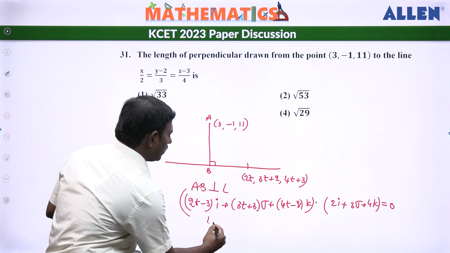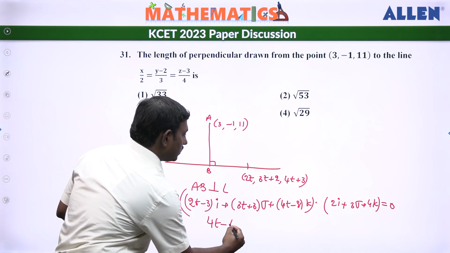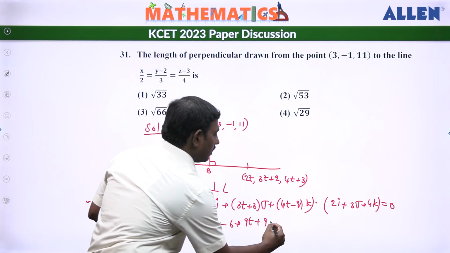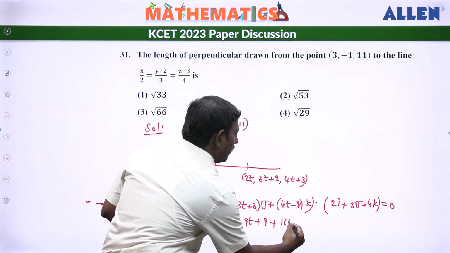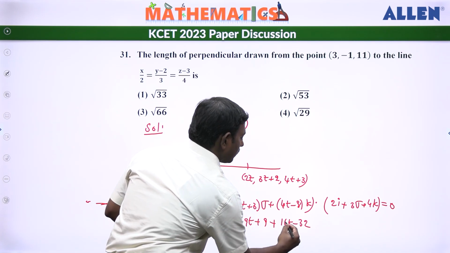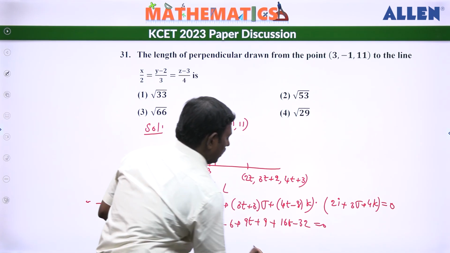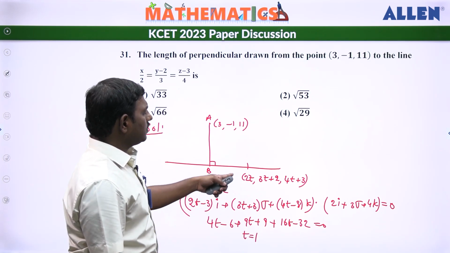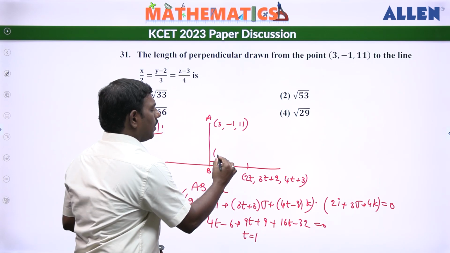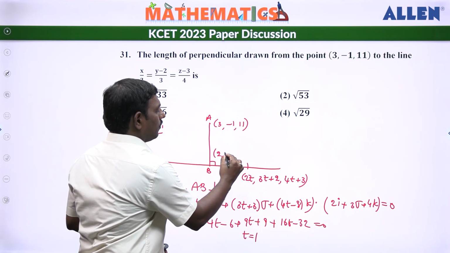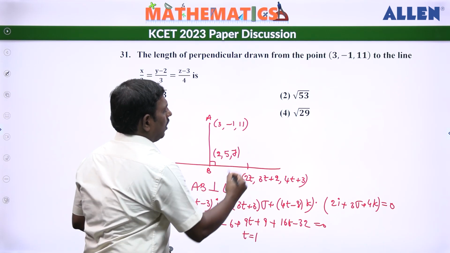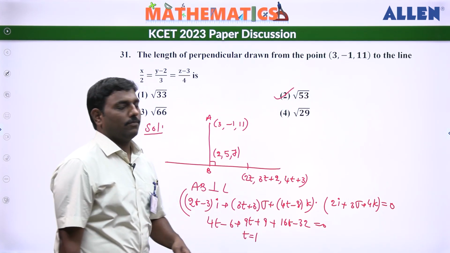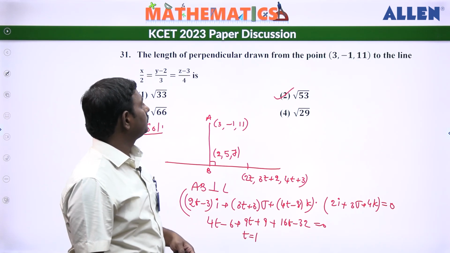When you simplify, you will get 4t minus 6 plus 9t plus 9 plus 16t minus 32 equal to 0. From this we can clearly find t equal to 1. When you substitute t equal to 1, the foot of the perpendicular becomes (2, 5, 7). Now find the distance between these two points. So the distance is root 53 units.